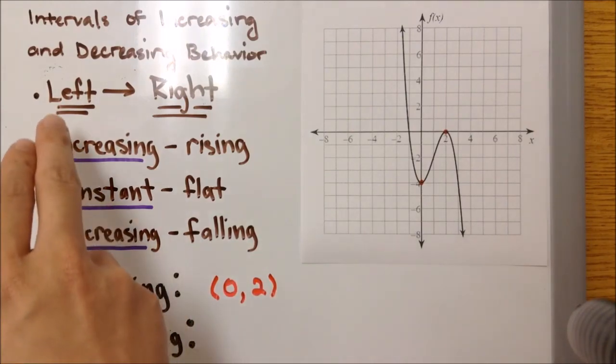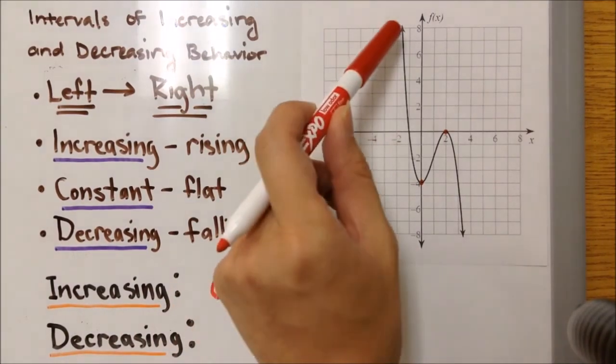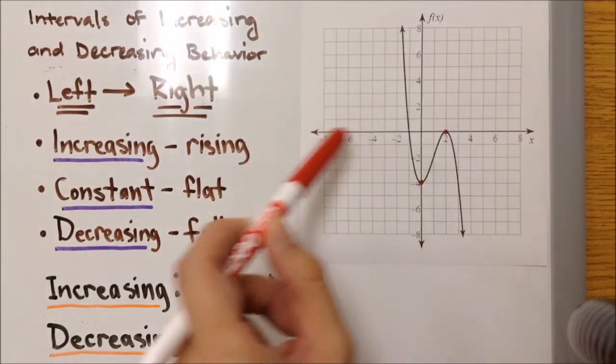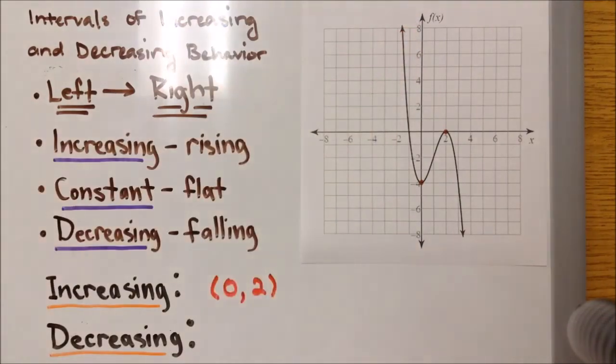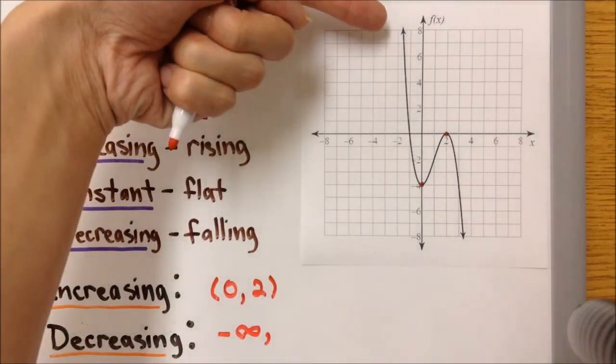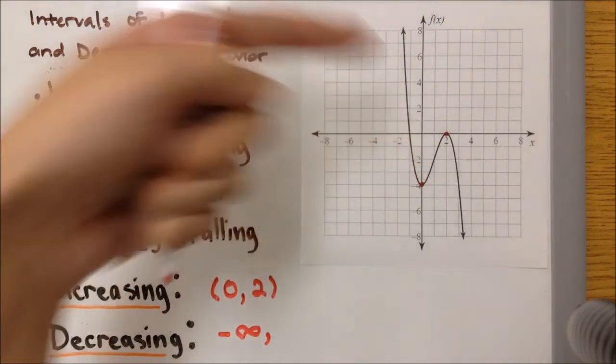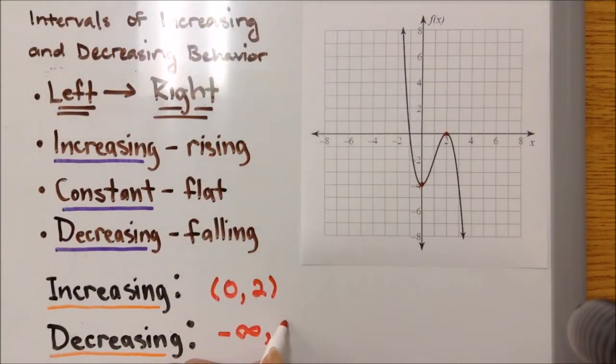Starting from the most left will be here. Since this is my most left side and it has an arrow, meaning continuously or forever, that means I would have to start from negative infinity. So I'm going to write negative infinity, comma, and then I'm going to see where it's falling, and it stops falling when x is 0. So I'm going to put 0 here, and I'm going to close it with parentheses.